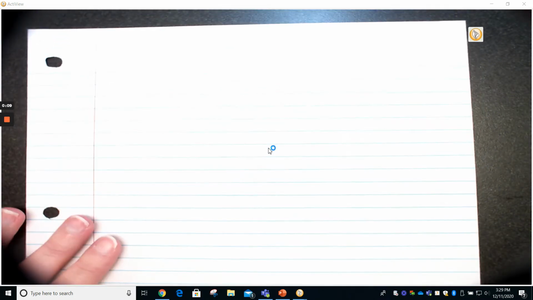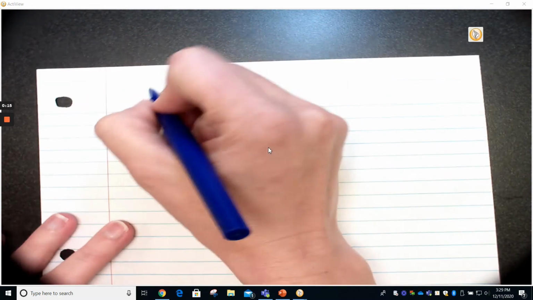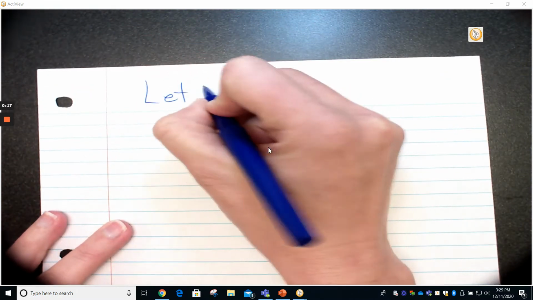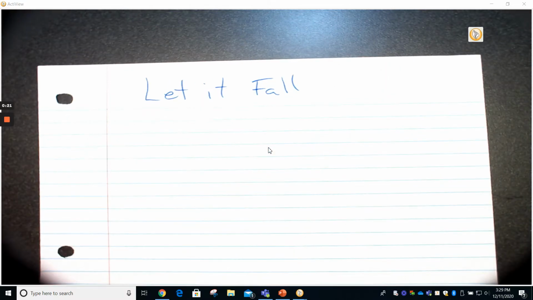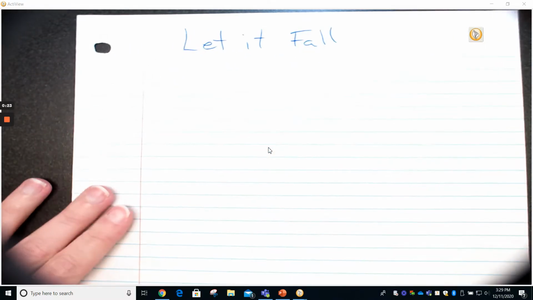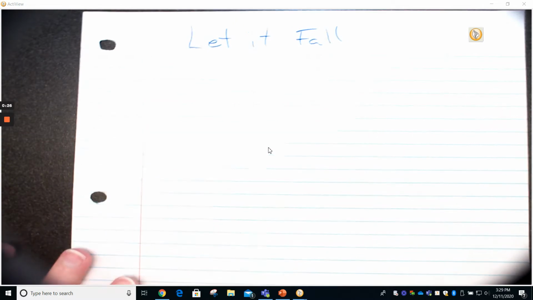All right, here the fun begins. We're going to graph our Let It Fall lab. So, for the title of my lab, I think I'll name it Let It Fall. So, I'm going to say Let It Fall. Okay, so that's what I'm going to name it. And then I'm going to come down here and I'm going to set up my graph.